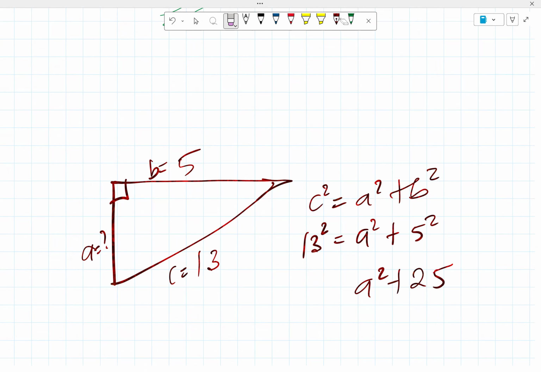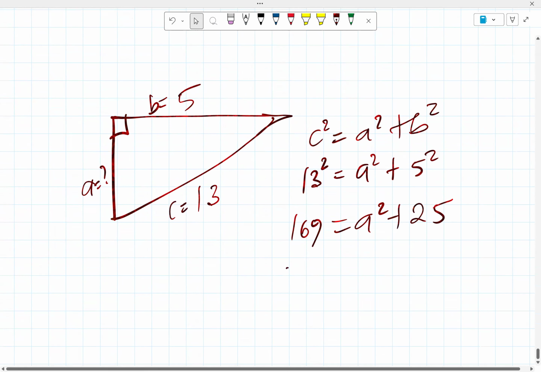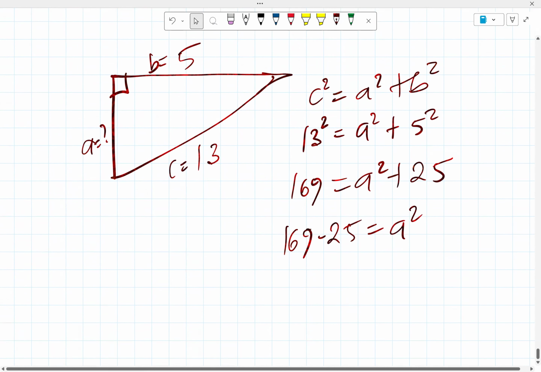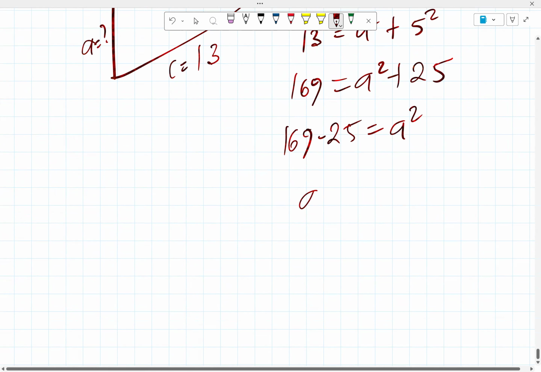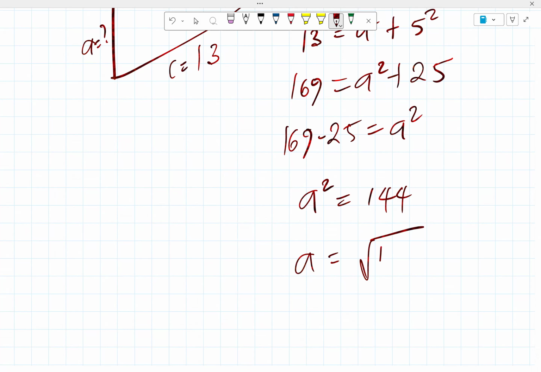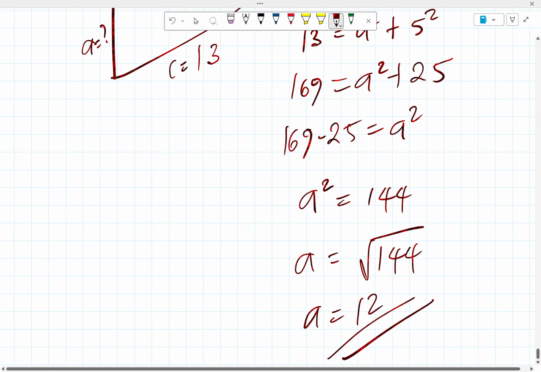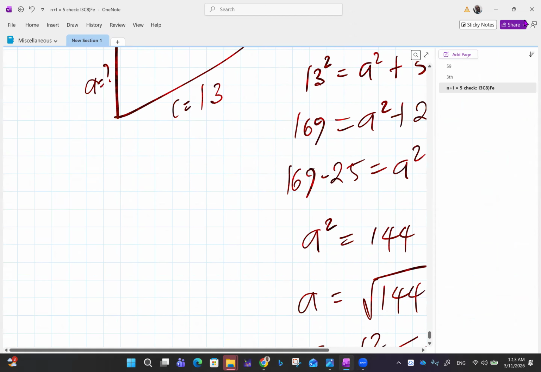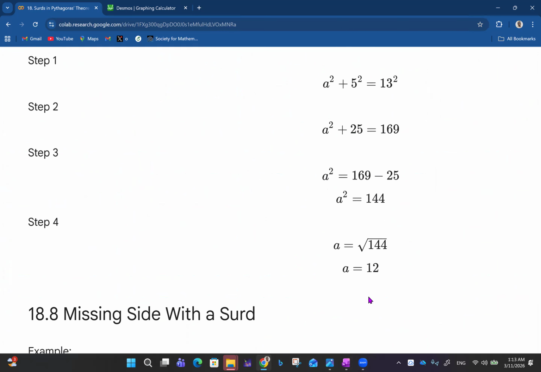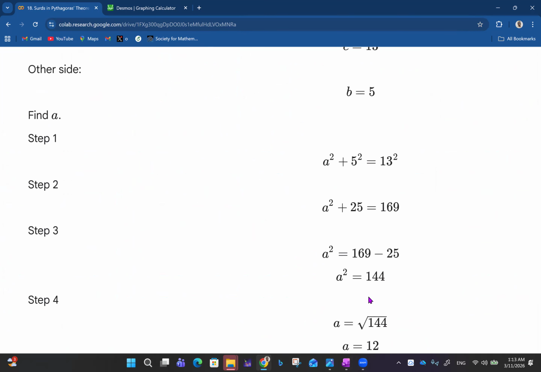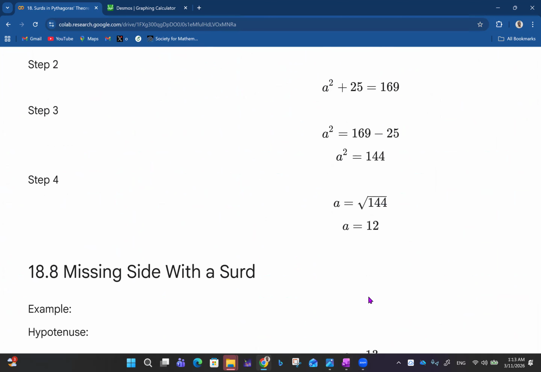Okay, 13 squared, of course, we know is 169. So that means we have 169 minus 25 equals A squared. So we can say A squared now is equal to 144. So A is the square root of 144. If you take the square root of both sides, A is simply 12 here now. Okay, A is 12. So that means the other side is 12. So that's exactly what we have right there. So if you have the hypotenuse on one side, you can look for the other side.